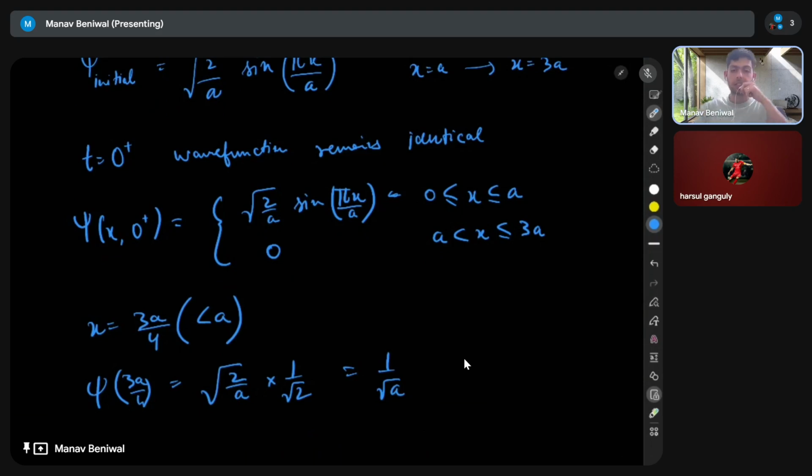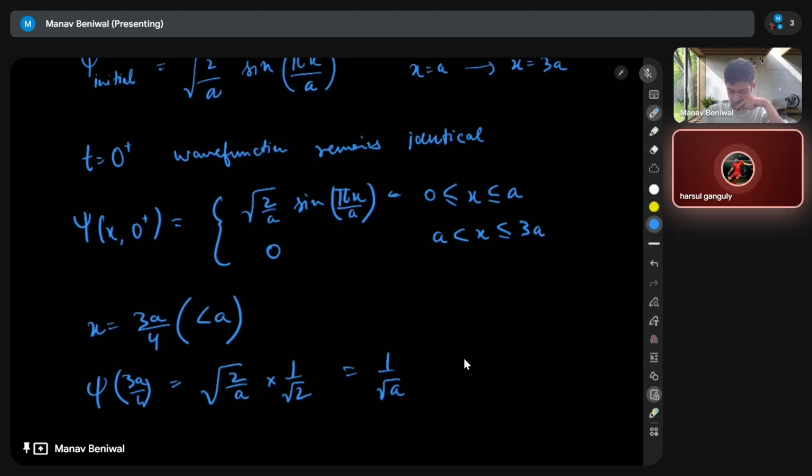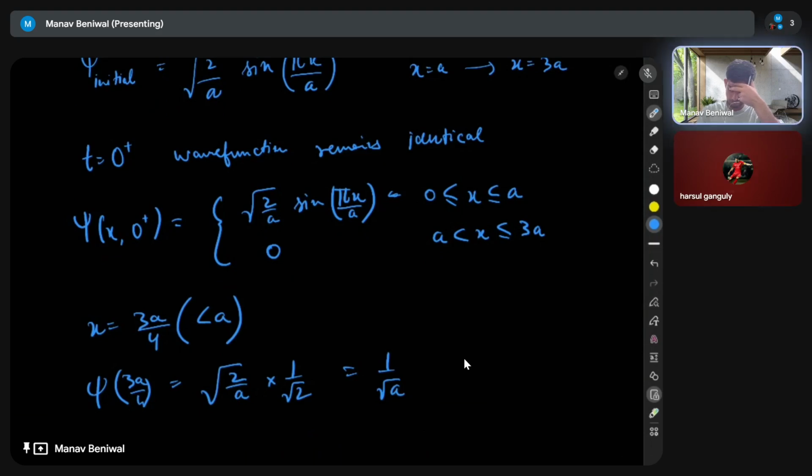Is this the correct answer? No, I marked this answer, but the correct answer was different. It was 1 by root 3a. They changed the wave function to root of 2 by 3a. They changed the waveform. I think that is incorrect.